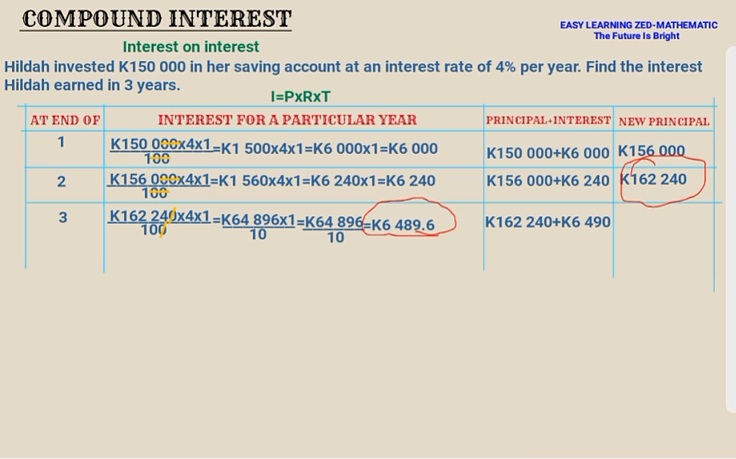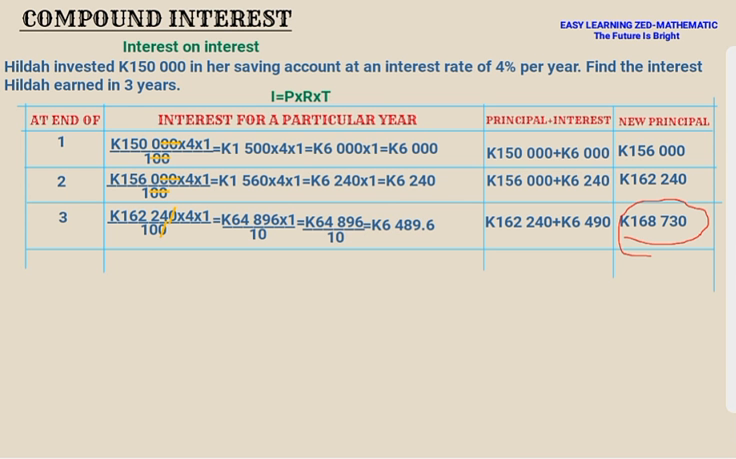Then when we add that and that, it's going to give us that is the amount, the new principal he would have had at the end of the third year. Okay, now the question is, he would have invested 150,000 kwacha in her savings account at an interest rate of 4% per year. Find the interest he would earn in 3 years. So what we're going to do is we are going to get this amount she had at the end of 3 years. That is the amount that was in her account at the end of 3 years.